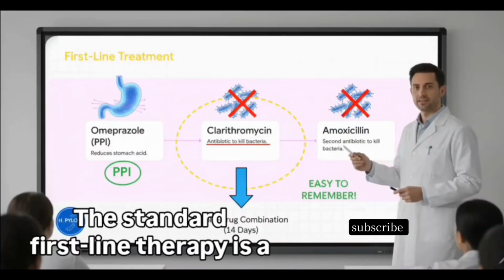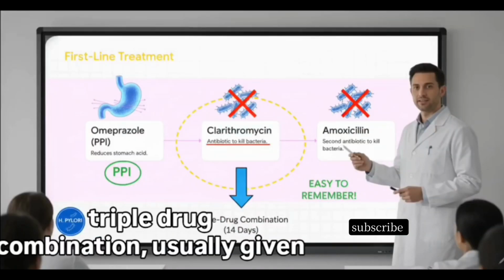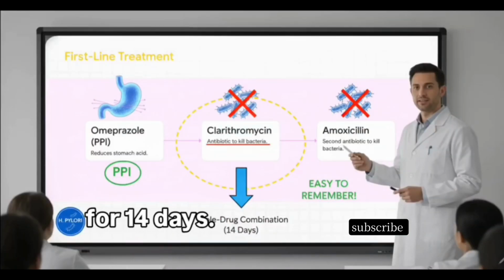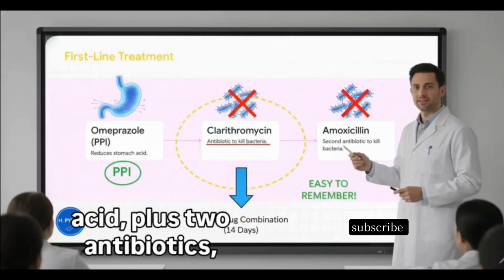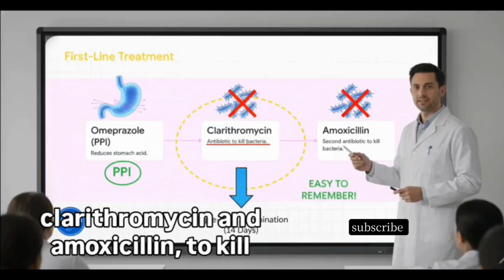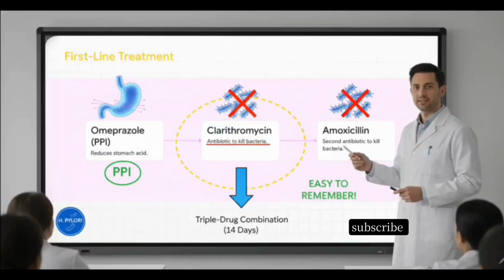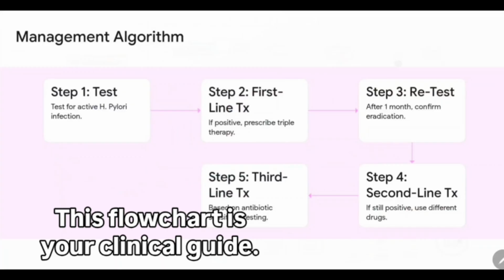The standard first-line therapy is a triple drug combination, usually given for 14 days. It is very, very easy to remember. It's a PPI, like omeprazole, to reduce the acid, plus 2 antibiotics, clarithromycin and amoxicillin, to kill the bacteria. Simple as that.